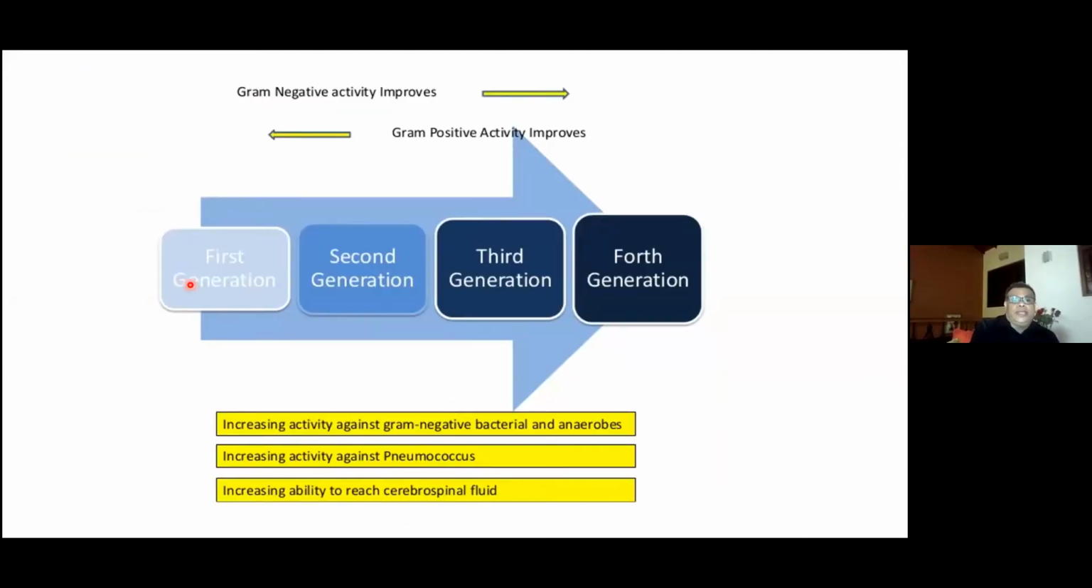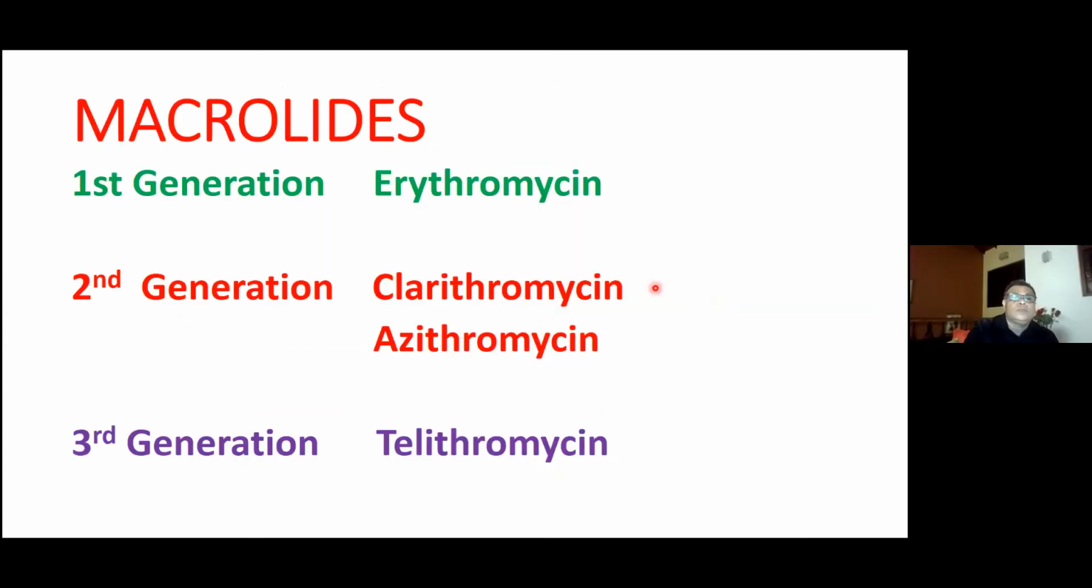So again, you can see the slide for generations, and as generation progresses, gram-negative activity improves and gram-positive activity decreases. And actually, the ability to penetrate into CSF is getting more and more, and it could be considered in CNS infection. So that is about penicillins.